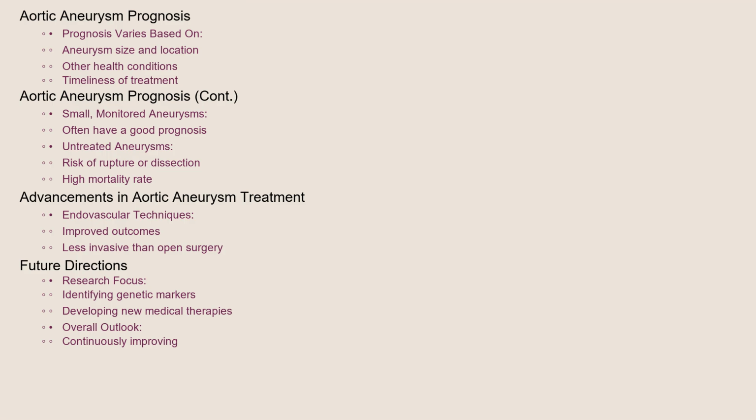The prognosis for individuals with aortic aneurysms varies depending on the size and location of the aneurysm, the presence of other health conditions, and the timeliness of treatment. Small aneurysms that are closely monitored often have a good prognosis. However, untreated aneurysms can rupture or dissect, leading to a high mortality rate.